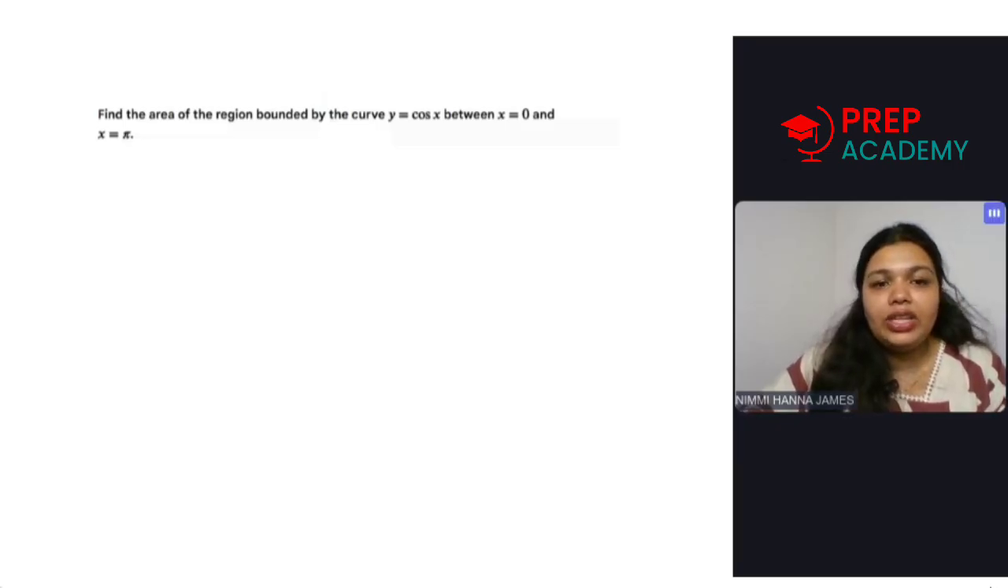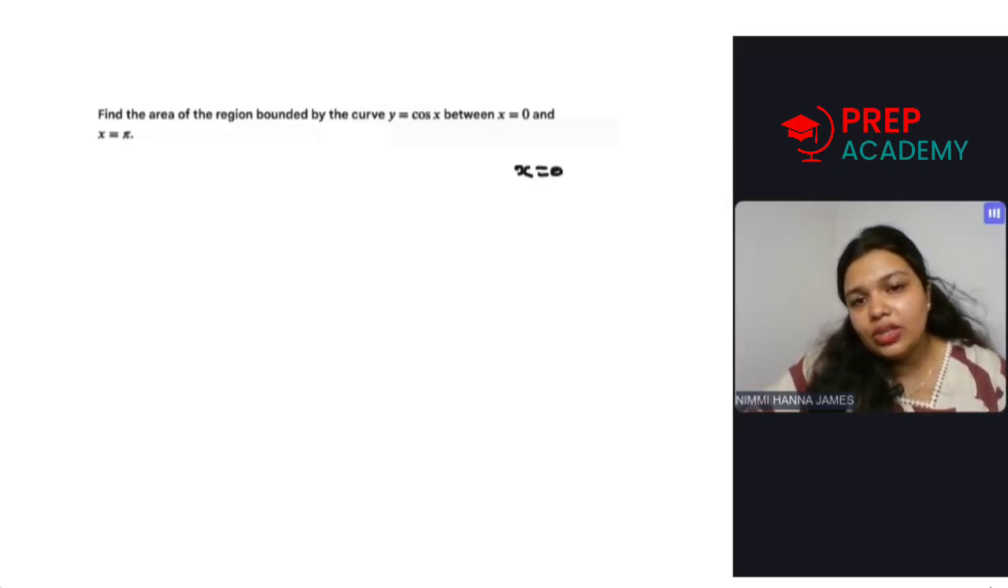Next, find the area of the region bounded by the curve y equal to cos x between x equal to 0 and x equal to pi. So this is also from that chapter. First thing, draw the graph for cos x with x equal to 0 and x equal to pi, correct?